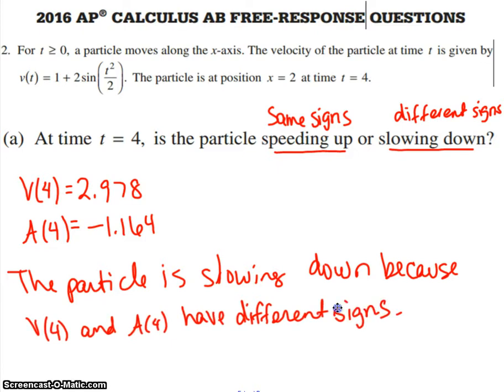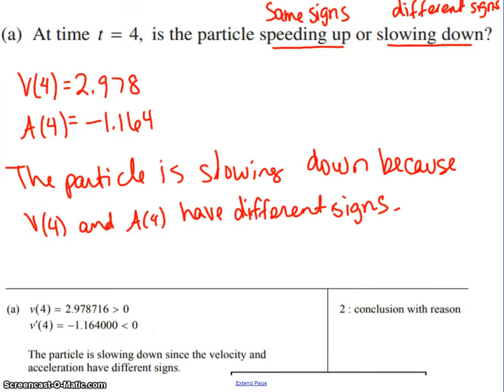Okay. The scoring guidelines for A is 2 points. So 2 points for the conclusion of it slowing down with different signs.